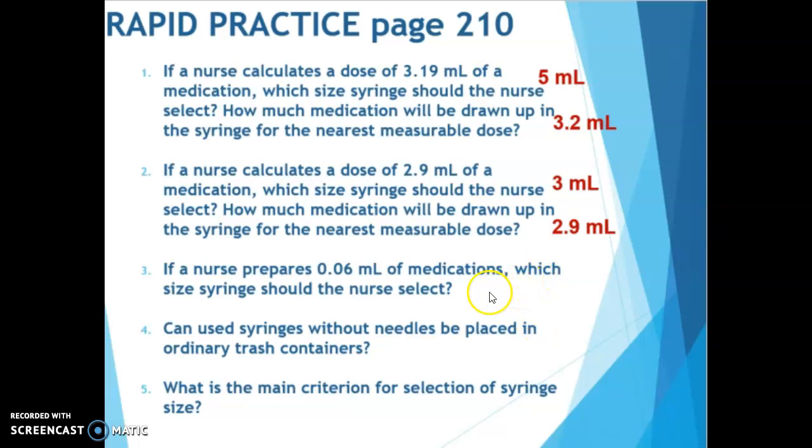If a nurse prepares 0.06 mils of medication, what size syringe should the nurse select? 0.06, that's a teeny tiny little bitty amount. Anything under 1 mil, we need to do a 1 mil syringe. Okay, that tuberculin syringe.